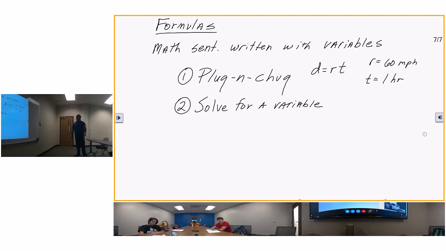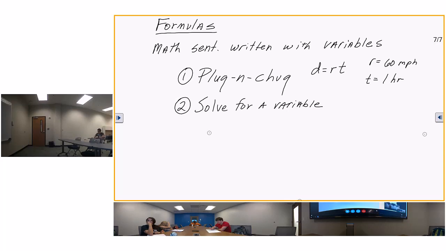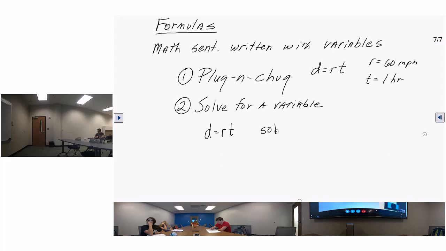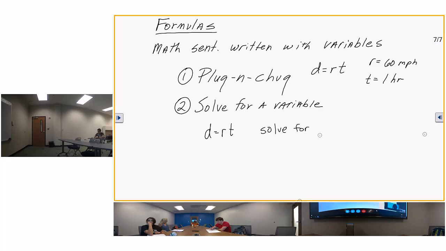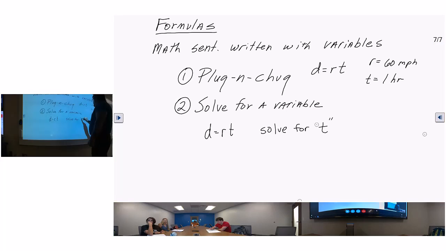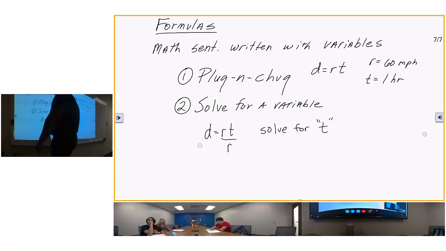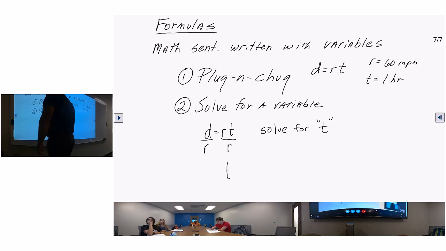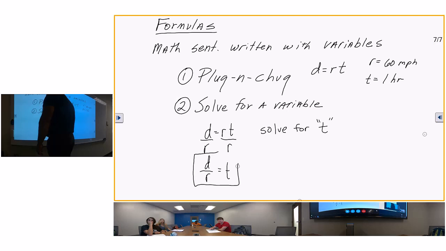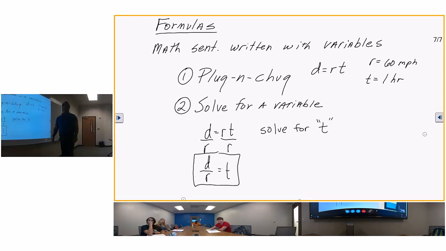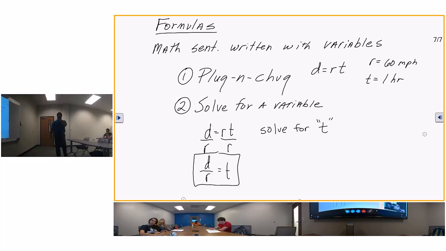Now, what if I give you D is equal to R times T, and I tell you to solve for T? Well, if I tell you to solve for T, then I've got to divide by R, and if I do it on one side, I got to do it on the other. So T is equal to D over R. That's the two types of formula problems you will be asked to do. Again, on the test, 10%.